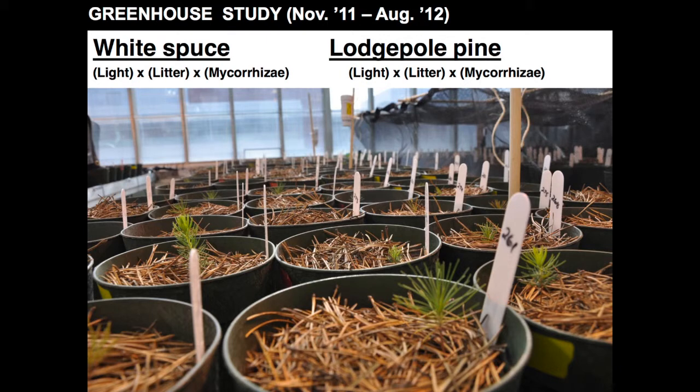And so to test this in a more controlled situation and understand what the effects of the mycorrhizae from these different types of stands are having on the growth of seedlings, we've constructed this greenhouse experiment here where we're using white spruce and lodgepole pine, and we're testing the effects of light, litter, and the source of mycorrhizal fungi, i.e. the different stands that it came from, on measures of seedling growth, carrying out from November 2011 to about August 2012.